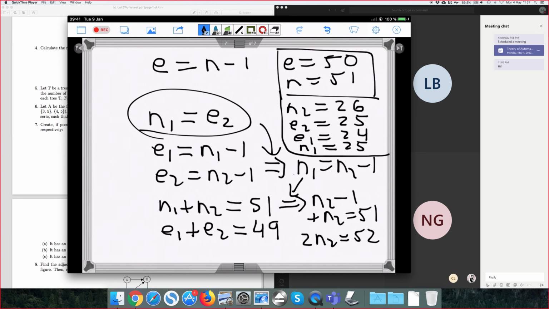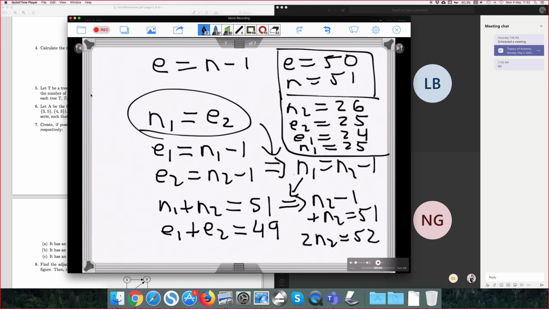You just need to write down all the information that you have about the trees and also the properties that any tree satisfies, and then you obtain the result.